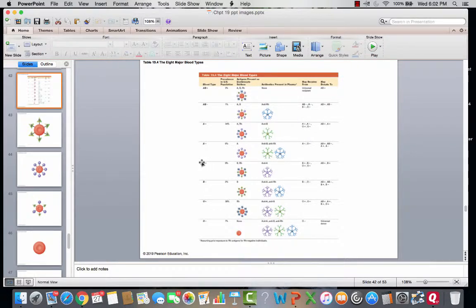I'm skipping down here to the B positive. A person who has B positive blood doesn't have the A antigen. Therefore, they're going to produce these naturally occurring antibodies called anti-A antibody. And that's going to be floating around in the circulatory system.